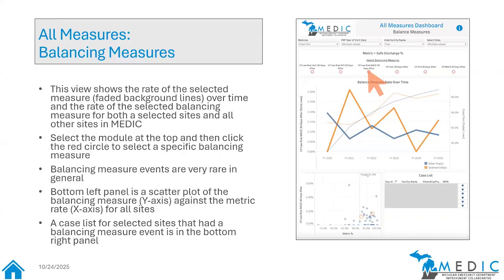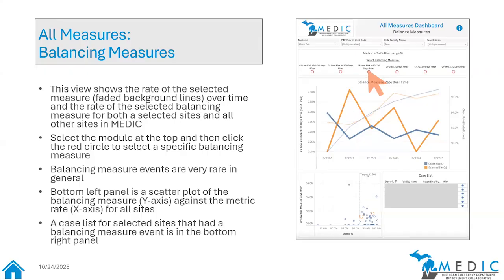The line graph is very complex. So the bolded, big orange and blue lines are the rate of your balancing metric. In the background, the faded lines are the rate of the primary metric. So, for example, on the screen right here, it's very small, I apologize, this is chest pain, major adverse cardiac events within 30 days of that low-risk chest pain discharge. In the small faded lines in the back, that's your rate of discharge for those patients. And then the bolded lines in the front are your rate of major adverse cardiac events.